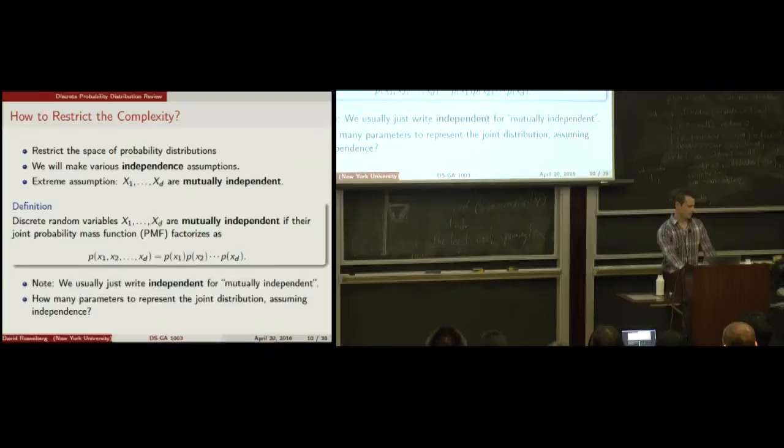OK. So at one extreme, we have 2 to the d minus 1 parameters. At the other extreme, we have d. So now we're going to look for something that's in between. How do we go between huge and small?